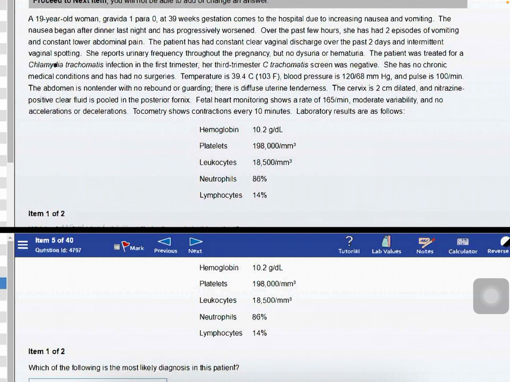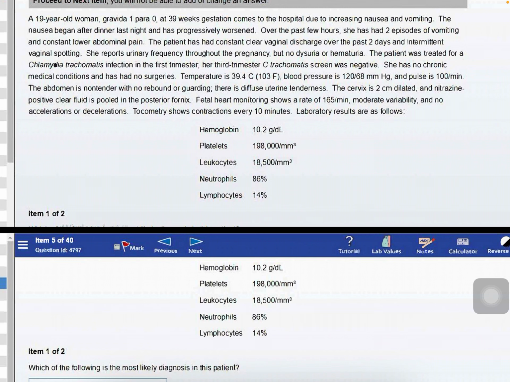Temperature is 39. Blood pressure is 120/68. Pulse is 100 per minute. The abdomen is not tender with no rebound or guarding. There is diffuse uterine tenderness. The cervix is 2 cm dilated and nitrazine positive clear fluid is pooled in the posterior fornix.